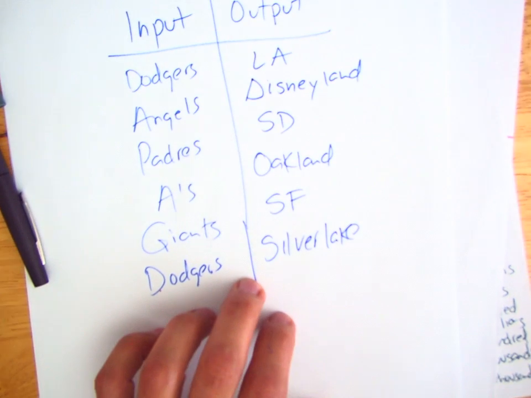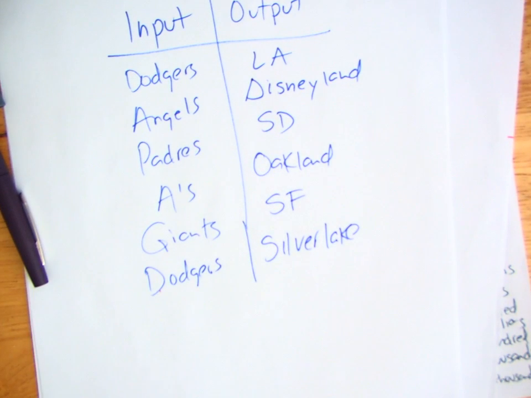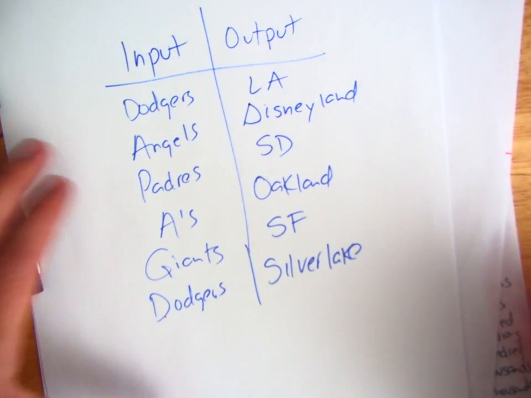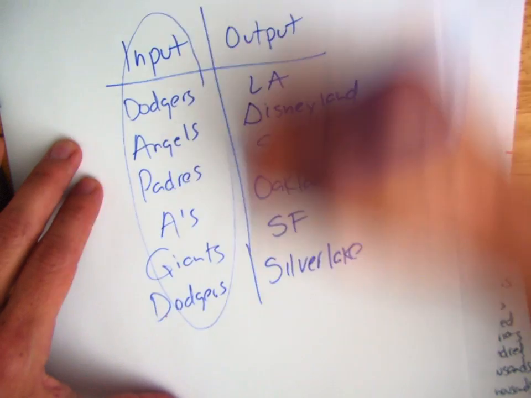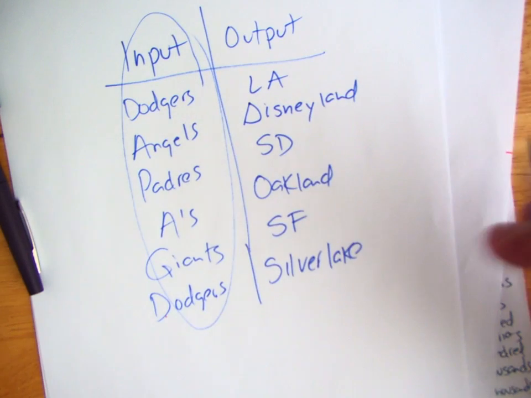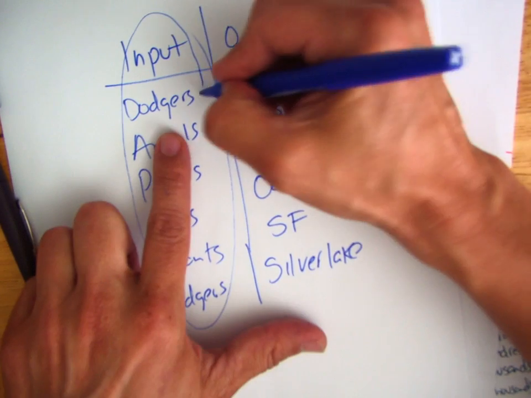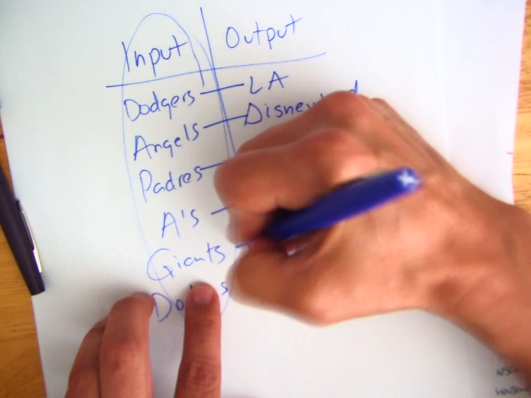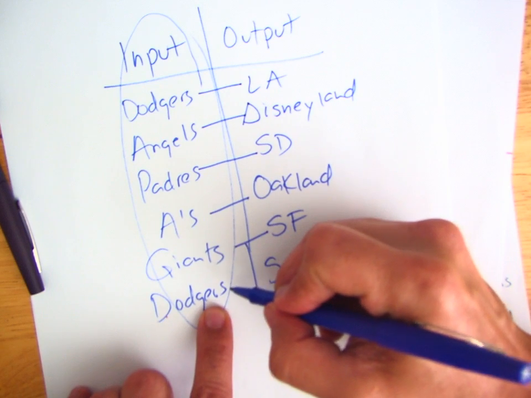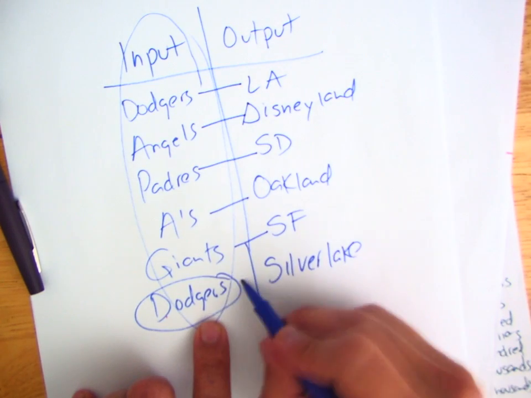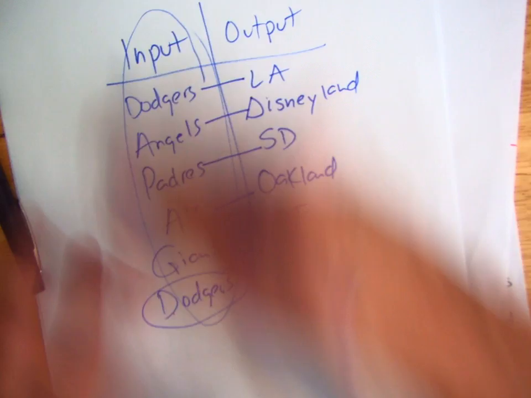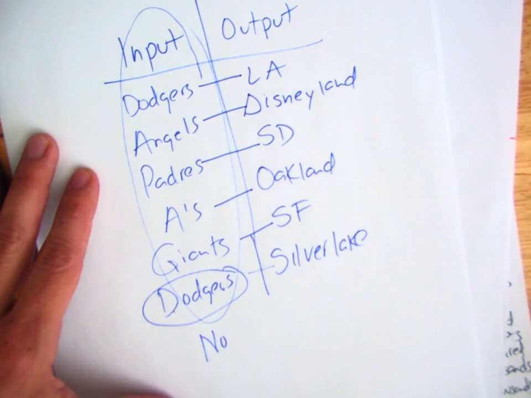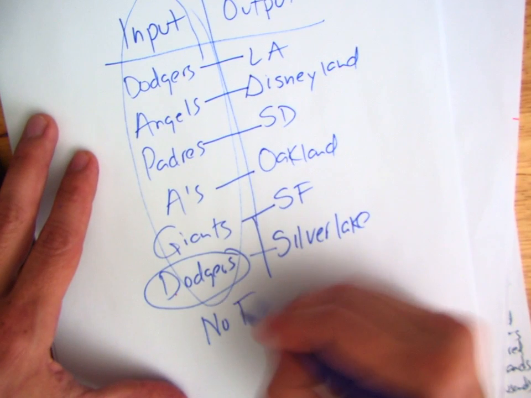So here we go. What do we do? Is this a function? Remember, for each input, you only get one output, not two answers. So you have the Dodgers, Angels, Padres, A's, Giants. Wait, you have the Dodgers again. So you have Dodgers with Silver Lake. So this whole table is no function.